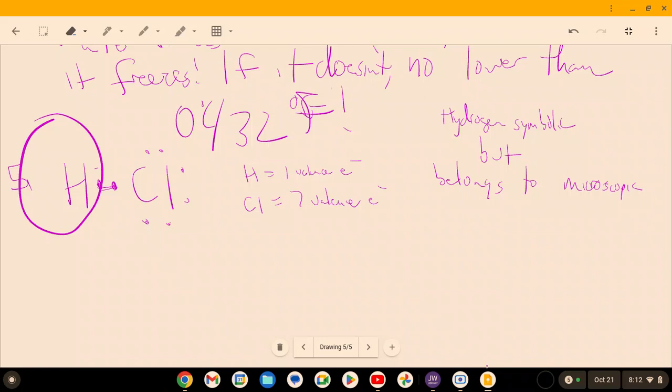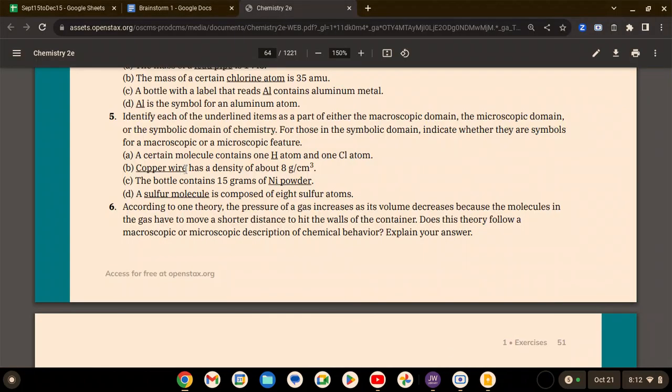Okay, that was, I went way overboard on that. That was way too complicated of an answer. So this next one should be pretty quick. It's not symbolic. It's macroscopic because you have a bunch of copper attached to one wire.